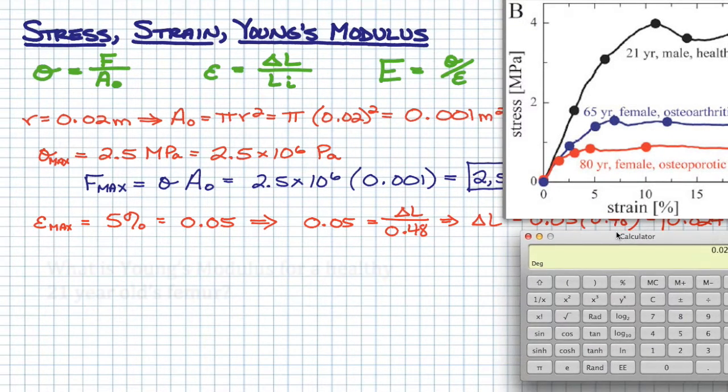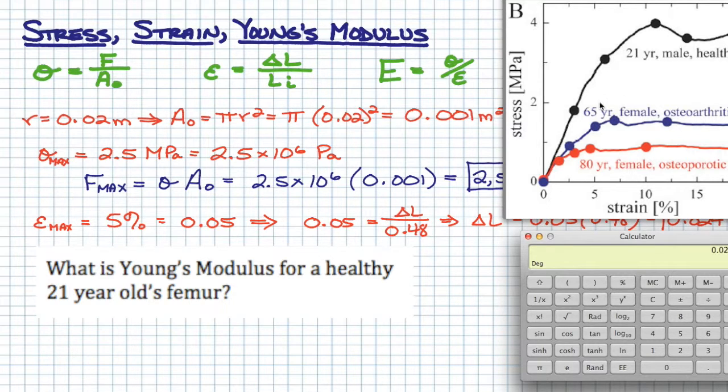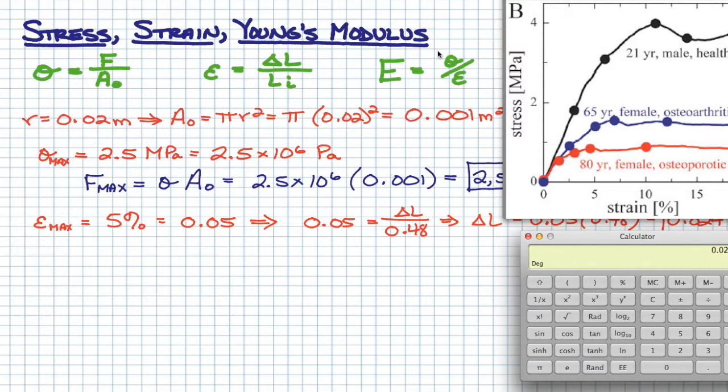The last question I want to ask here is, what is Young's modulus for a healthy 21-year-old's femur? Hopefully at this point you realize, again, Young's modulus is just the ratio of stress to strain. So we take a look at our graph. Young's modulus at this point is going to be the slope of that section. So if we look at our elastic range, as we said before, our stress would be about 2.5 megapascals, which is 2.5 times 10 to the 6th. Our strain, as we read from the bottom, is about 5%, so 0.05.